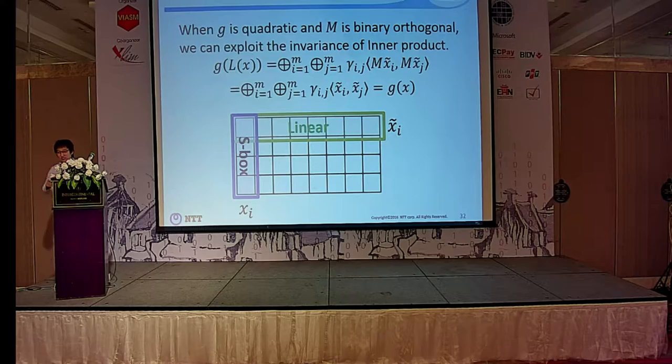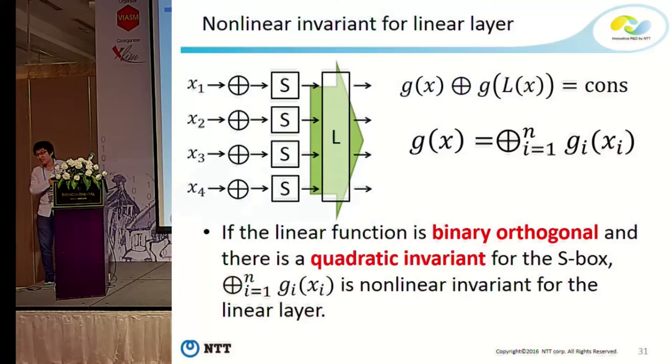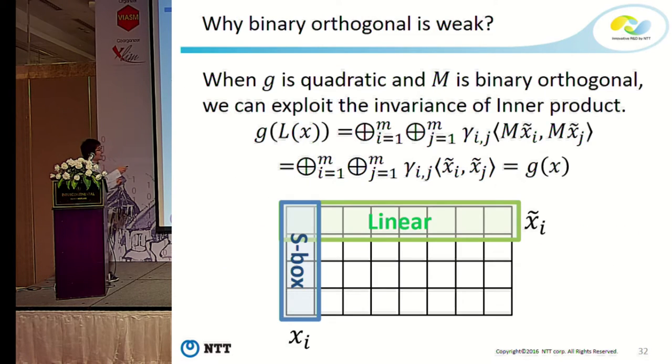First of all, the most difficult point of the nonlinear invariant attack is to overcome the linear layer. If the linear layer is trivially overcome, then nonlinear cryptanalysis was successful, maybe with a quadratic invariant. If the S-box has no quadratic invariant, then in this case, I think the nonlinear invariant doesn't work.